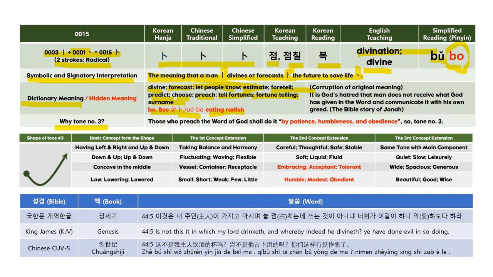Hidden meanings. This character is a very mysterious character from my viewpoint. In the olden days, this character reminds me of the good man who delivered God's message. But as time goes by, corruption has been made from the original meaning. It is God's hatred that man does not receive what God has given in the world and communicates with his own greed.